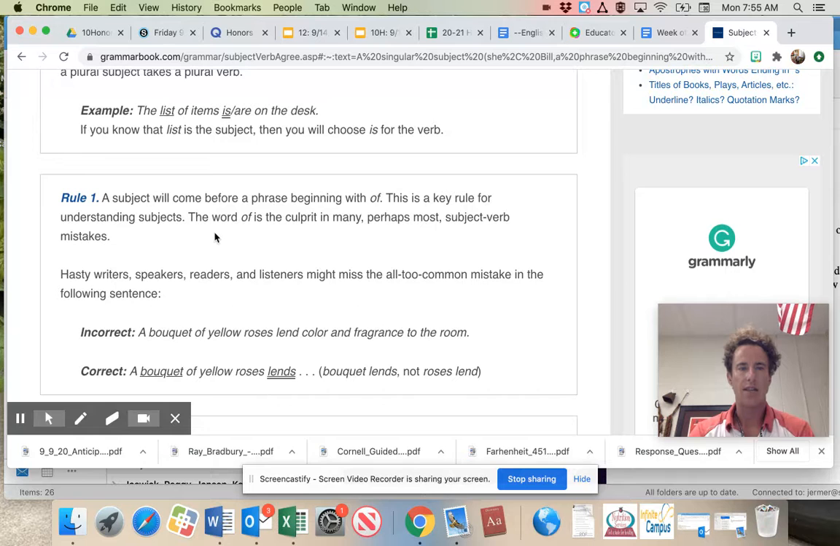Let's look at this. A subject will come before a phrase beginning with of. This is a key rule for understanding subjects. The word of is the culprit in many and perhaps most subject-verb mistakes. So let's look.